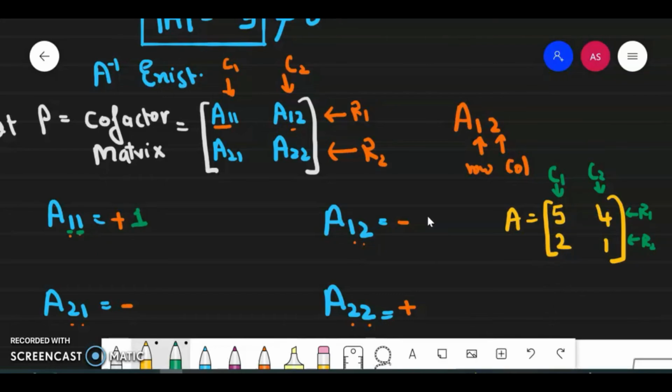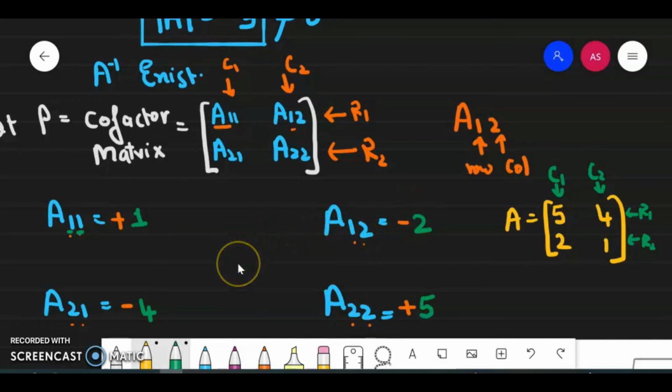Next is first row second column. So first row will not come and second column will not come. The number is 2. So we'll write 2 over here. Next is 2 1. That is second row will not come and first column will not come. So that value is 4. And now finally second row will not come and second column will not come. And that value is 5.